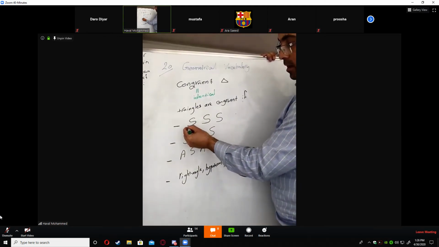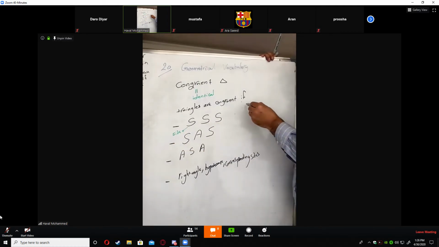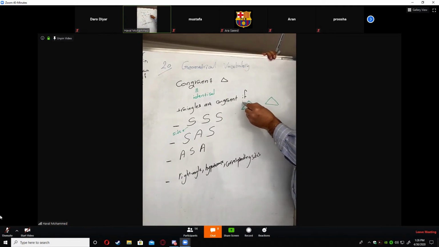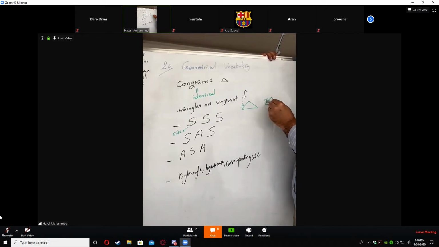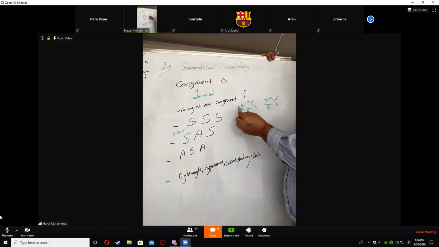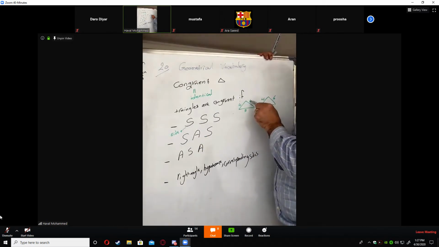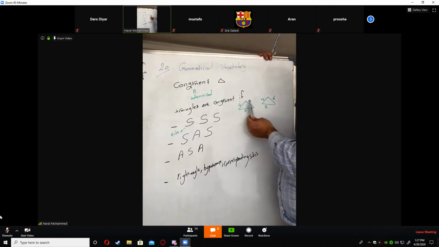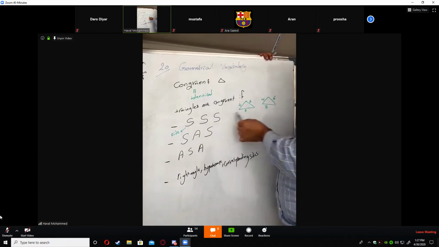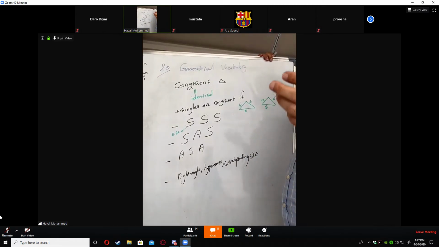S stands for side. This is side, side, side. If you have two triangles, and this side, for example, is 4, and this side 4. This side 6, and here 6. Here 8, here 8. Then what are we saying? These two triangles are congruent, by 3 sides. This side is the same as that, and this is equal to this, and that's equal to that. Then the first case is side. If the 3 sides of 2 triangles are equal, then we say those 2 triangles are congruent. Is it clear?